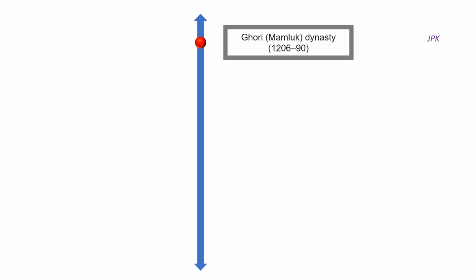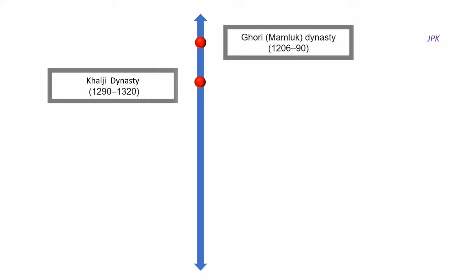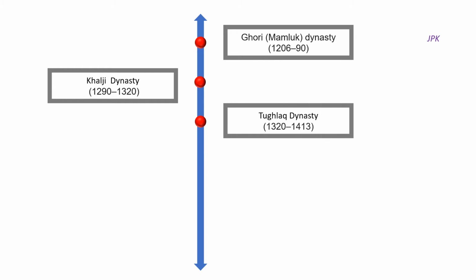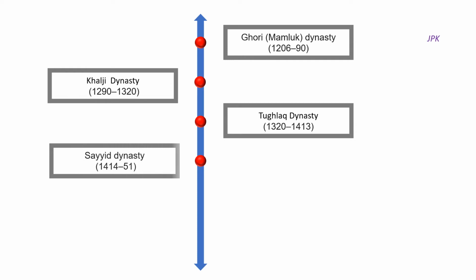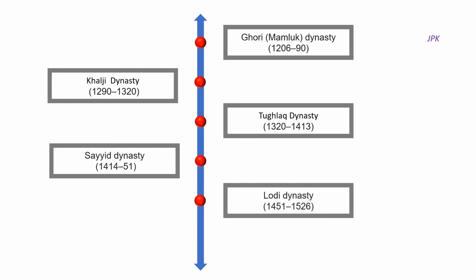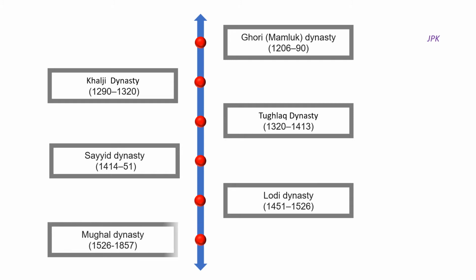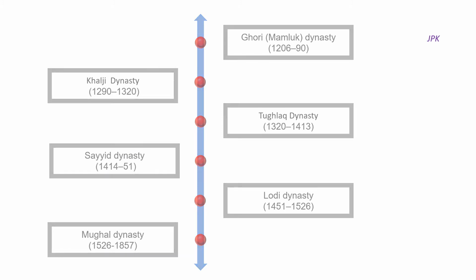Here is a list of the various Muslim dynasties that ruled India from the 13th century. First is the Ghori dynasty, and next is the Khalji dynasty. This dynasty ruled only for a very short period, followed by the Tughlaq dynasty, and then came the Lodi dynasty, whose last ruler, Ibrahim Lodi, was defeated by Babur in the Battle of Panipat, and who subsequently established his own empire, the Mughal dynasty.